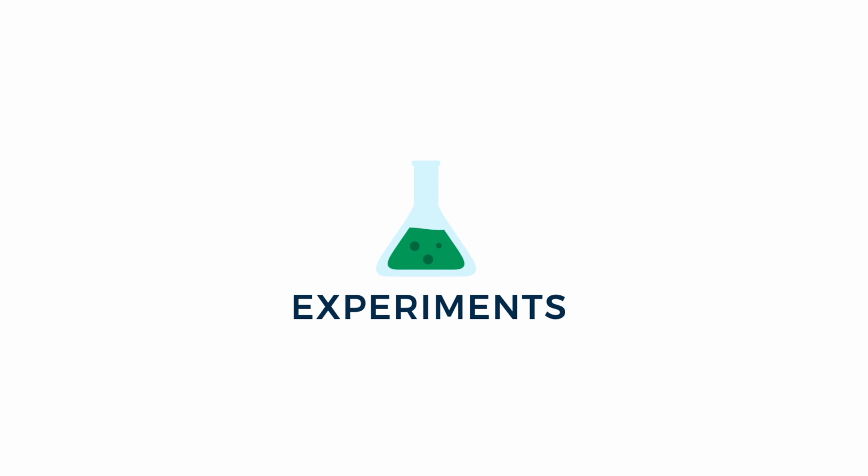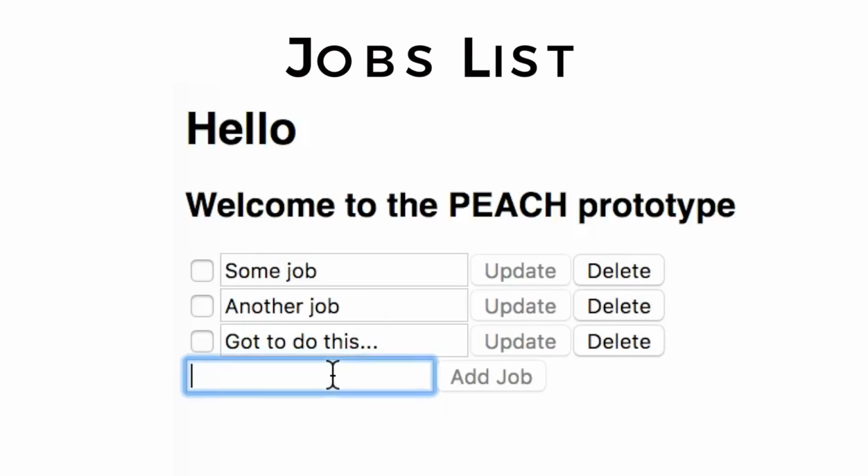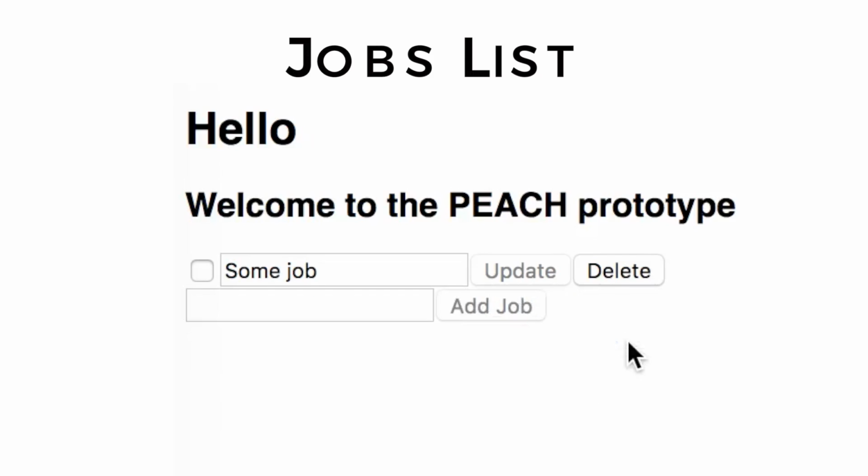Experiments. Jobs list React. This is essentially a job manager for the user. It allows the user to add new jobs, edit those jobs, mark jobs as complete, or delete those jobs. The component tries to keep your notes clean, for example, trailing spaces are stripped out and buttons disable or enable dynamically based on user input.